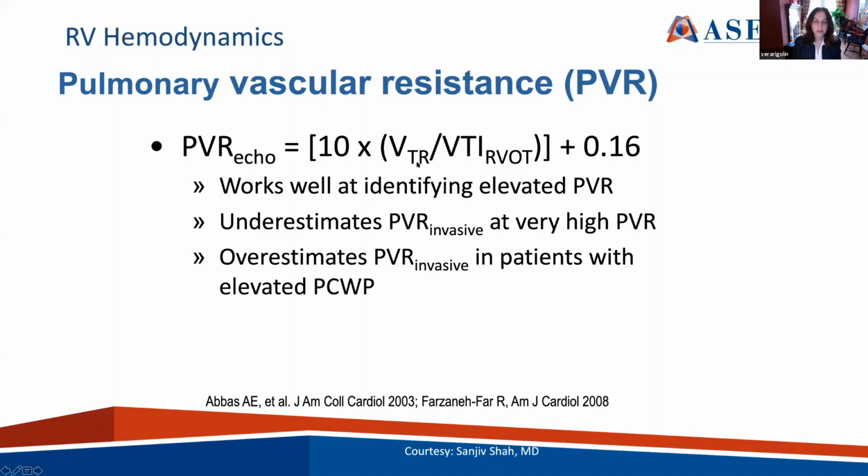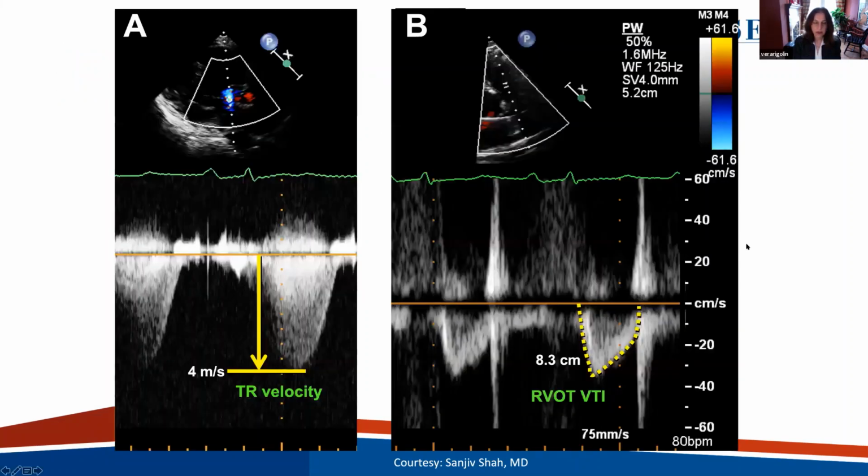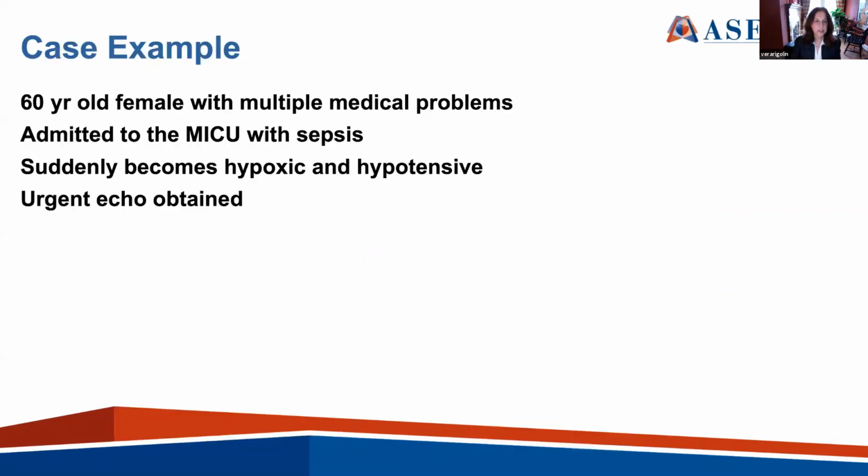The key measurements of what you need is the peak velocity of the TR jet and the VTI of the RVOT. And this is an example of the measurements that you need. Here's the peak velocity of the TR jet, RVOT VTI. So you can see that the measurements needed for that calculation are quite simple to obtain. So let's look at some case examples to try to put this all together.